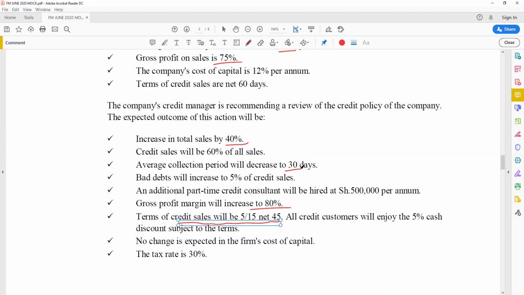Could there be something missing here? Yes, the days are going to be 30. Okay, that's okay. But you want to know which customer will take the discount, because not all of them take the discount generally. That goes after the means. The terms of credit sales will be 5/15, net 45. All credit customers will enjoy the 5% discount subject to terms. Okay.